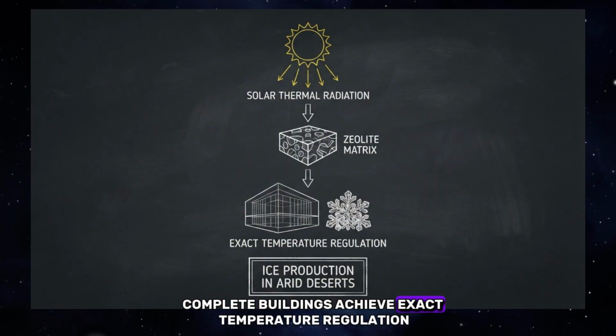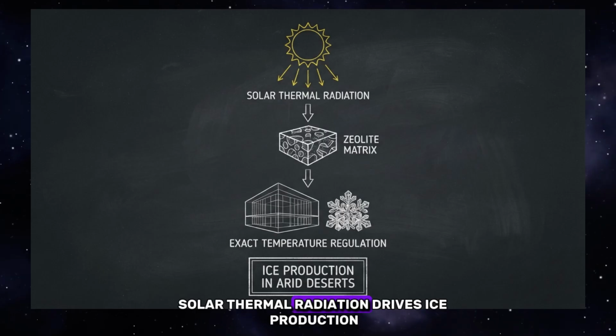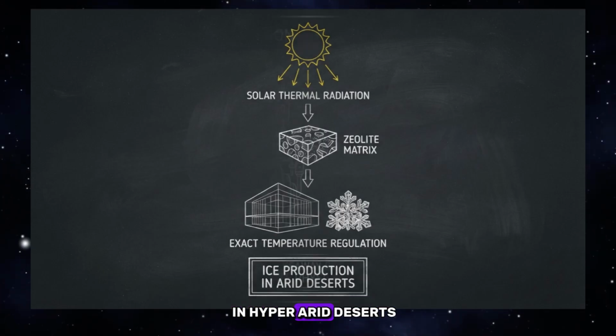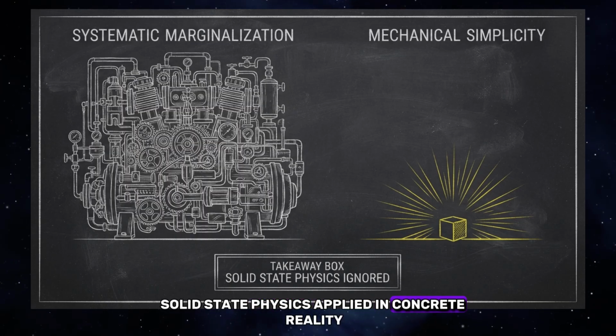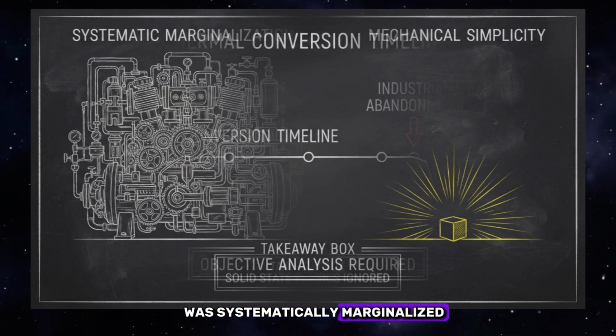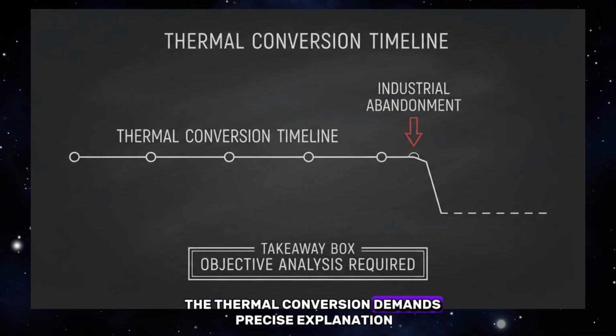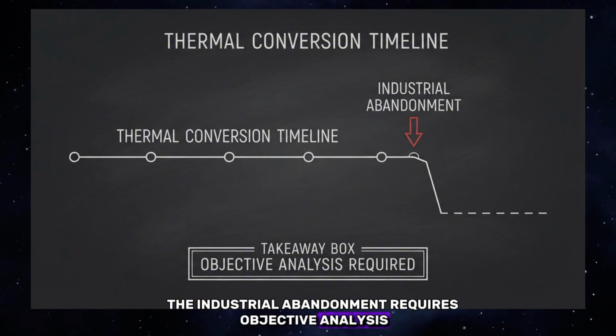Complete buildings achieve exact temperature regulation through this material. Solar thermal radiation drives ice production in hyper-arid deserts. Solid-state physics applied in concrete reality. The mechanical simplicity was systematically marginalized. The thermal conversion demands precise explanation. The industrial abandonment requires objective analysis.